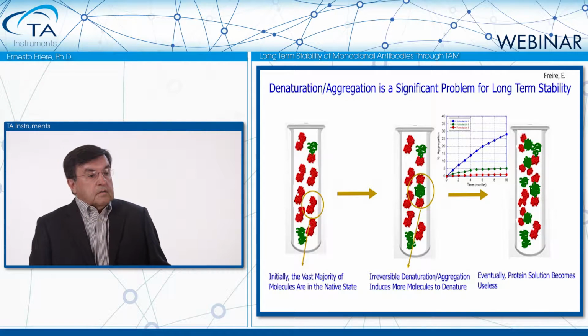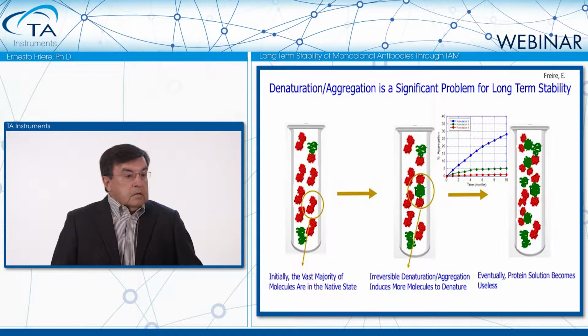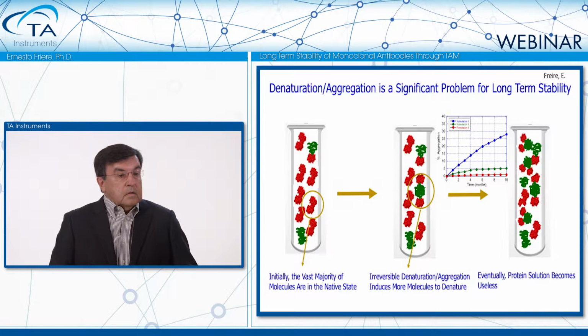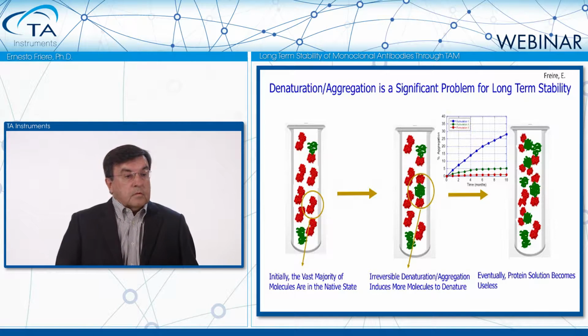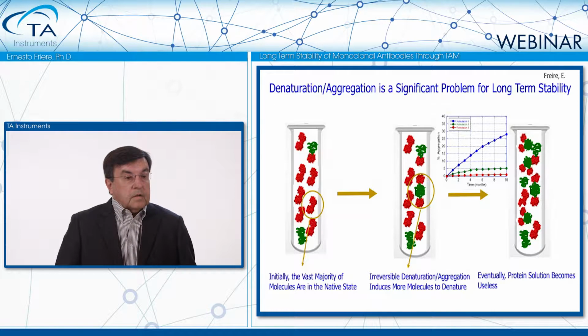If partially denatured states or denatured states have the tendency to aggregate, what we see in this slide is going to occur. At the beginning, the vast majority of molecules are in the native state, but those molecules that are denatured or partially denatured that aggregate will come out of solution and induce more molecules to denature or partially denature. And eventually, the amount of denatured and partially denatured protein will be high enough to make the protein solution useless from a therapeutic point of view. This is a process that occurs not in one day or in 1 week, but may take months or even years.